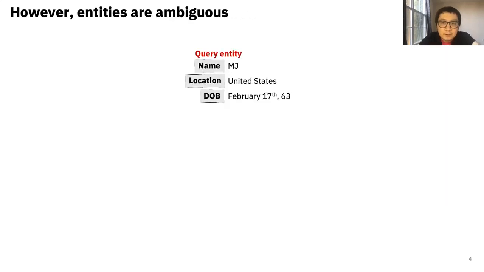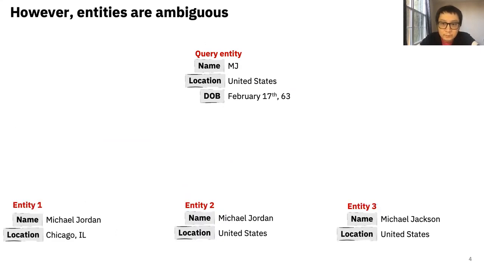So although the definition of entity resolution is very simple, real-world entity resolution problems can be very hard because entities are very ambiguous. Here's a simple example. We are given a query entity, which is a person entity. It has 3 attributes, with name being MJ, location being United States, and date of birth being February 1763. We are also given 3 candidate entities with 2 Michael Jordans and 1 Michael Jackson.